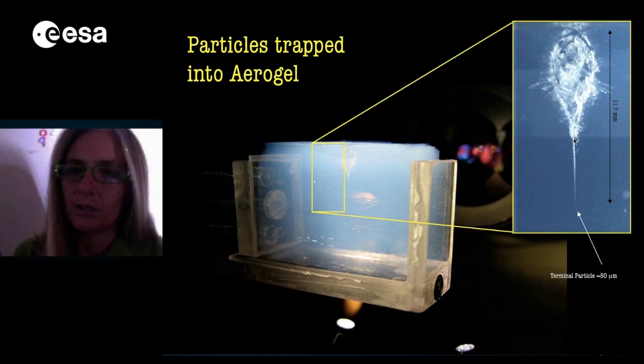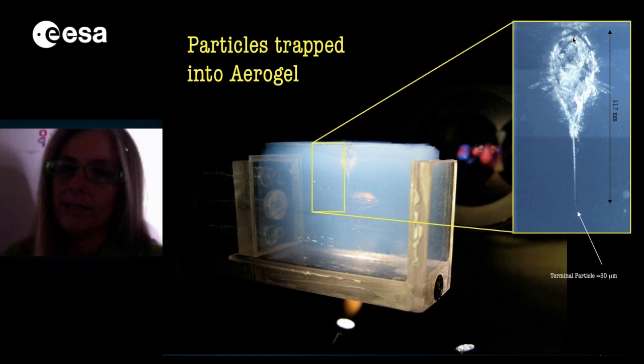And as you can see, this is what was called a bulb track, which is formed probably by a grain that contained quite a lot of volatile material. So when it impacted the aerogel, it blew up, and the aerogel was modified, as you see here. Many tiny pieces of the particle can be found around this track. And then at the very end, there is what is called the terminal particle. In this case, it is about 50 microns.